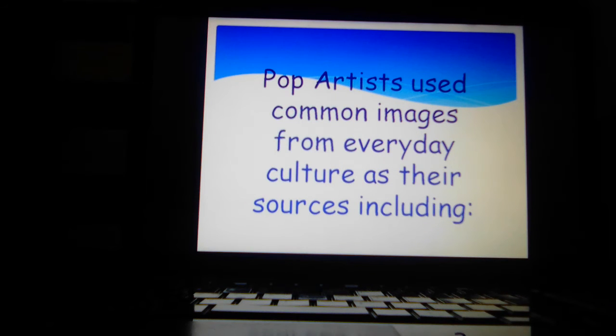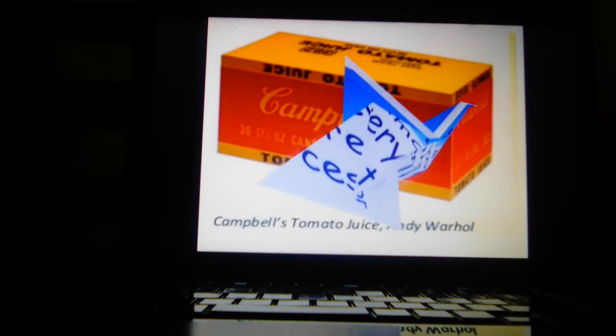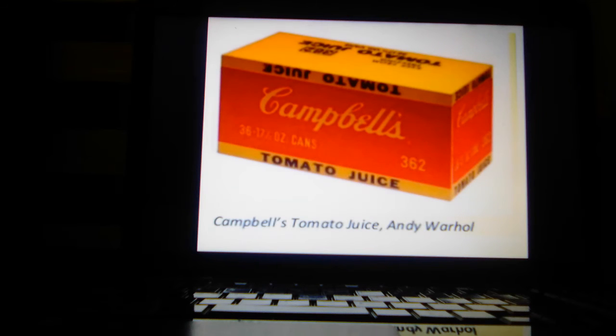Pop artists use common images from everyday culture as their sources, including advertisements and consumer goods, celebrities and photographs, and lastly, comic strips.